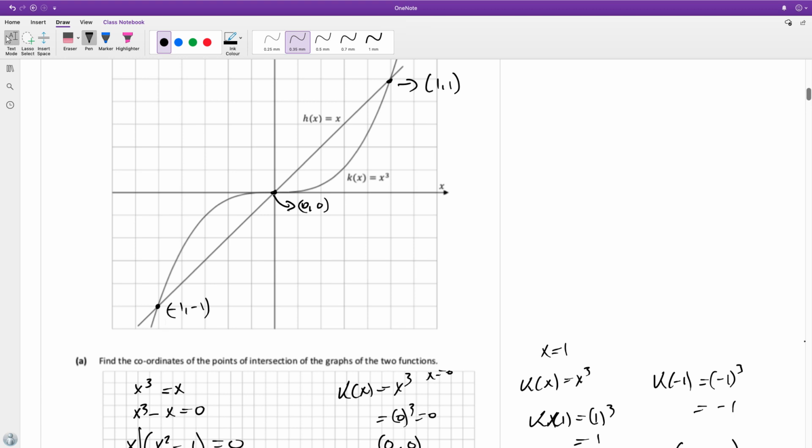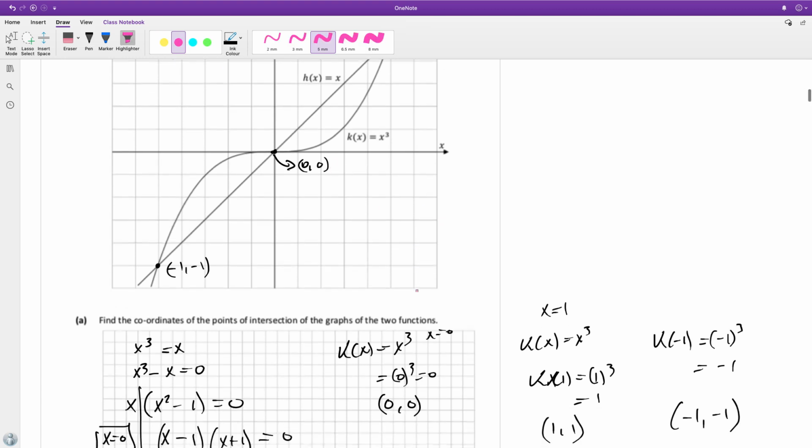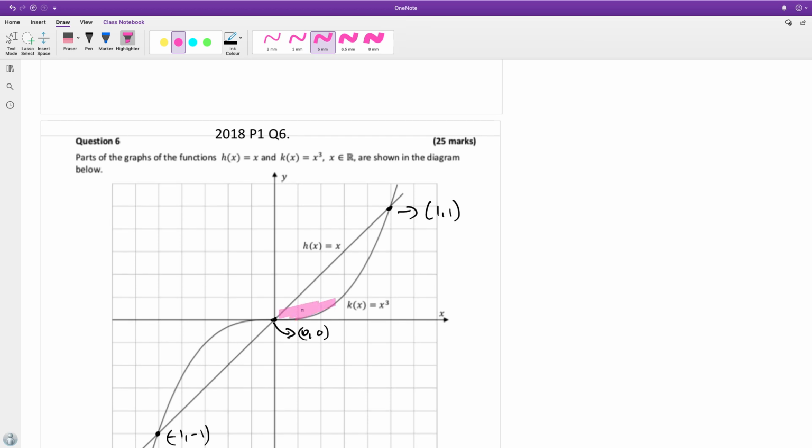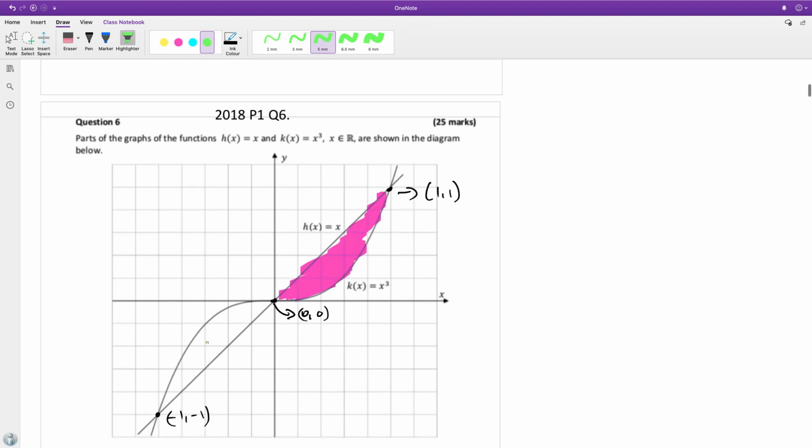We're trying to get the area bounded in between them. We're doing this bit down here. We're getting the area enclosed between the graph of the two functions. What do we know first of all anyway? Brilliant. Very, very important. They're symmetrical.